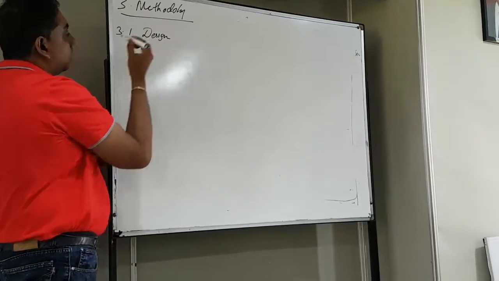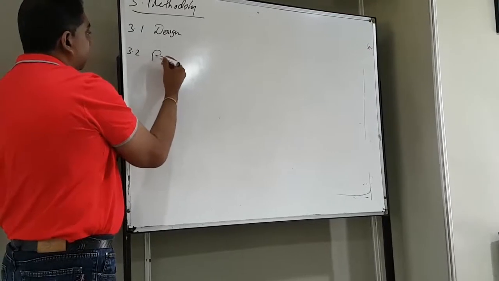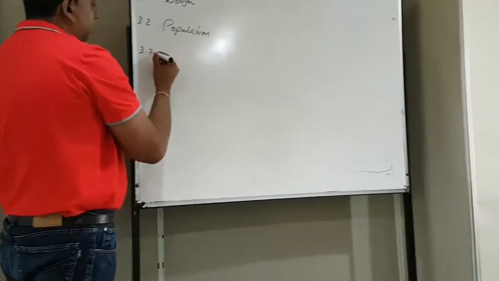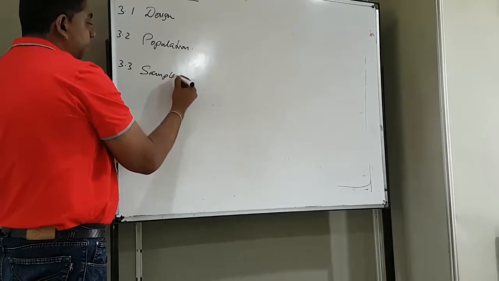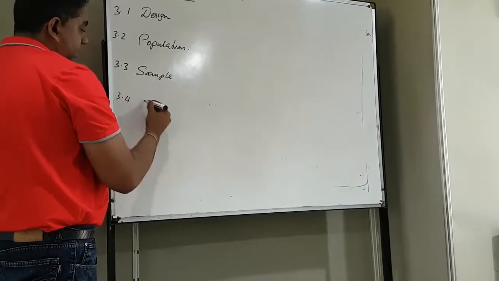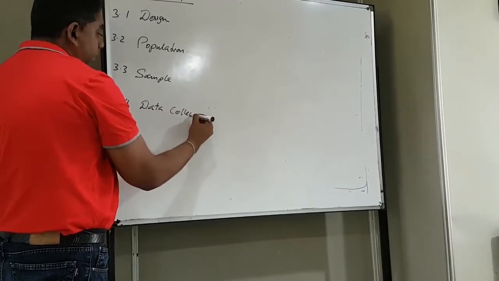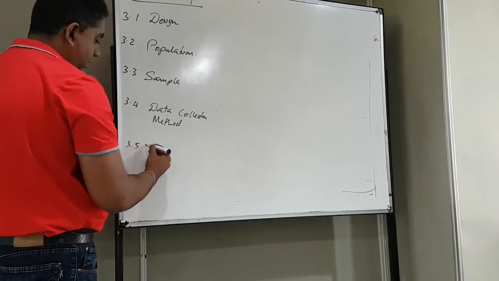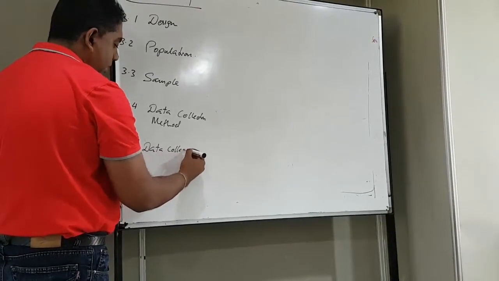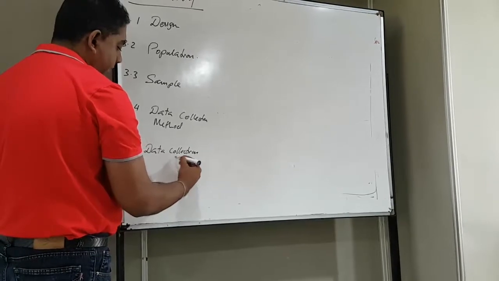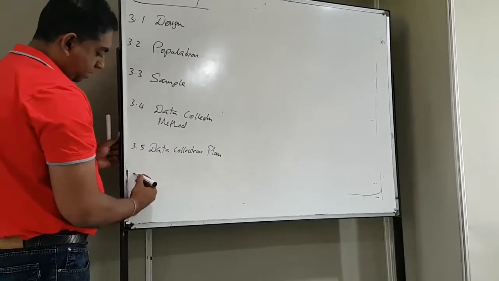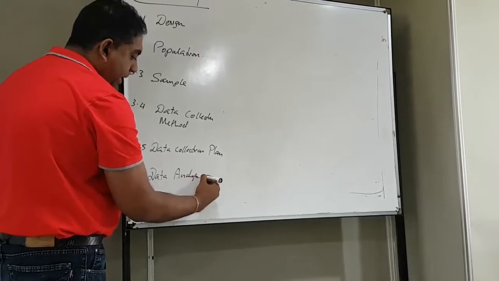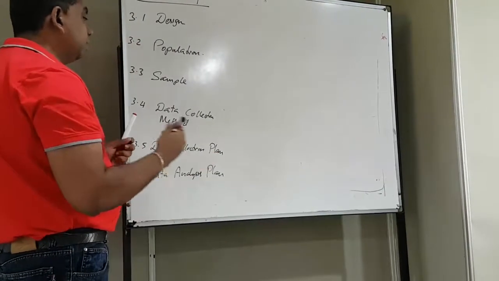Design, right? Population, then sampling, sample, data collection, method, data collection, plan, data analysis plan. Now the other one I told you how to write that.